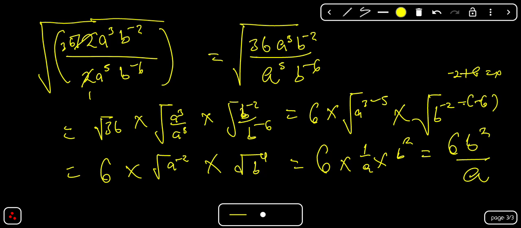Okay guys, so that will be the end for today. In our next class, we're going to talk about how to solve some equations in the form of indices.